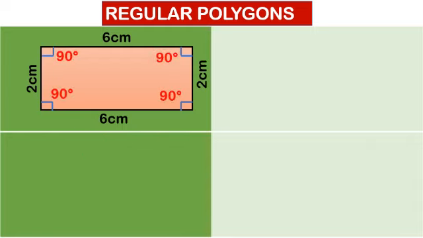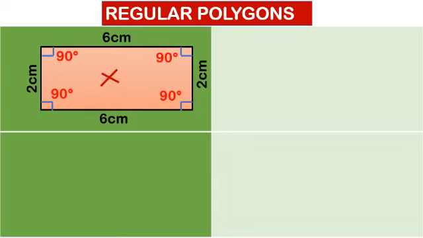Then is it necessary that the sides are also equal? See children, the angles of a rectangle are equal but the sides are not equal. So a rectangle is not a regular polygon.